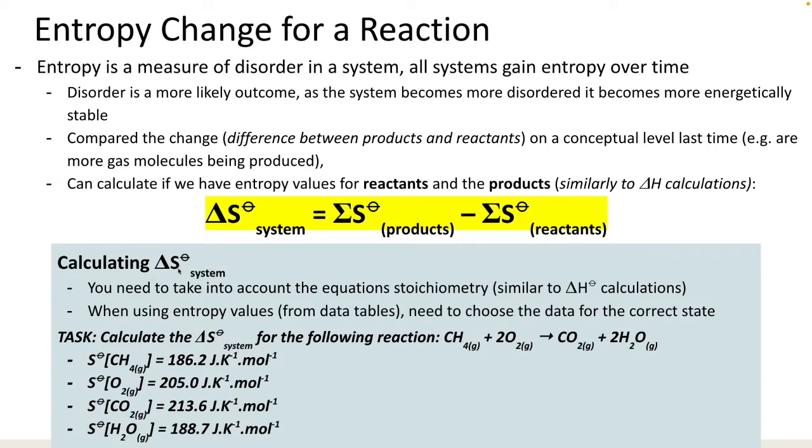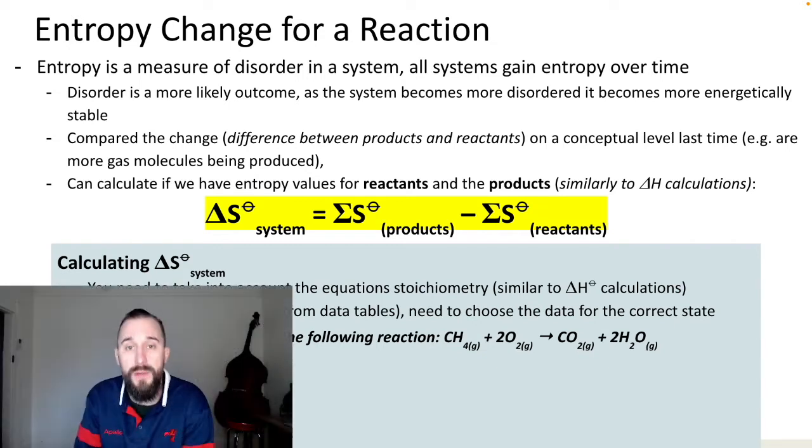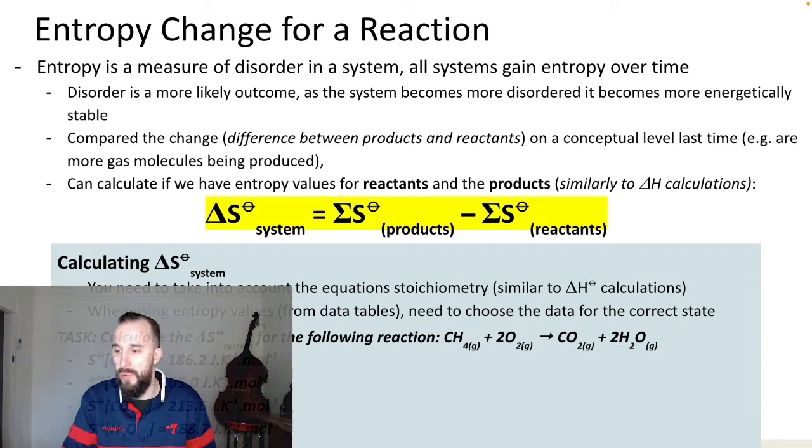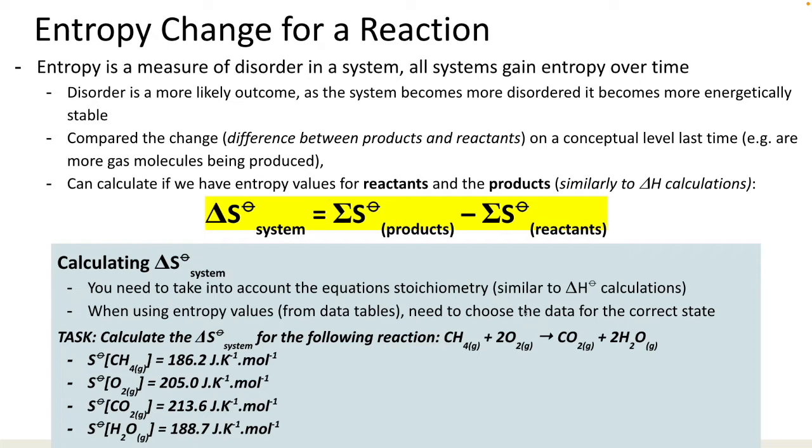So to calculate the delta S of the system, there are a few things you need to consider. You need to take into account the equation's stoichiometry, similar to how we've seen with the delta H calculations. We'll do an example of this in just a moment, so I'm sure it'll all come flooding back. And we can use entropy values. These are given to you. You're not going to be expected to memorize entropy values. They're going to be provided, and then you've just got to apply them to calculate entropy changes. You need to choose data from the correct state. So if we're in standard conditions, we've got to select the appropriate value.